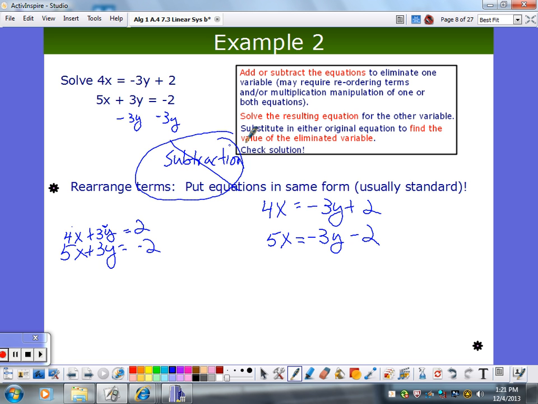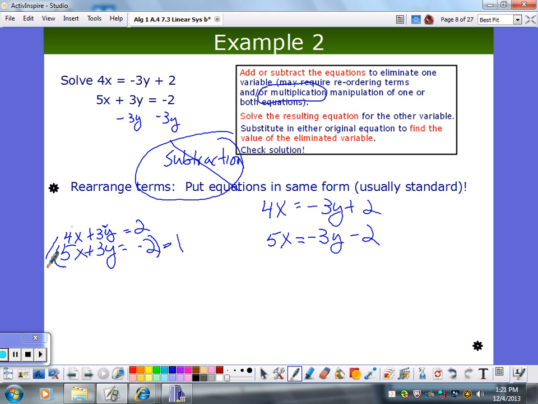What I want to do is use multiplication, to see if I can turn a positive 3y into a negative 3y. What can I multiply 3y by to get a negative 3y? Negative 1. Now if I multiply this by negative 1, I still want to have an equal equation. So what would have to get multiplied by negative 1? Everything.